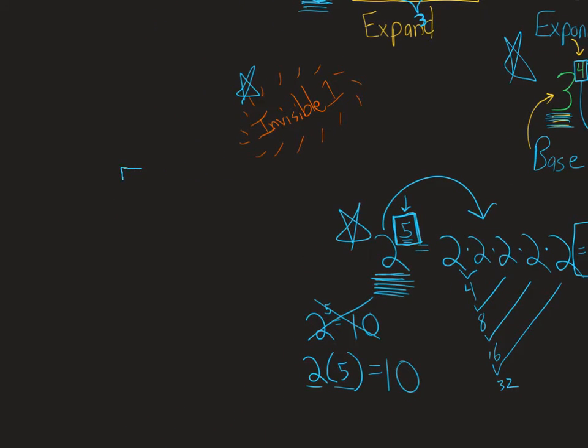Well, if I write the number 5, and we don't see an exponent here, there is an exponent. Do you know what it is? I bet you do, because we're talking about the invisible 1. It's a 1. Every number, every variable always has an attached exponent. If there's nothing there, the exponent is 1.